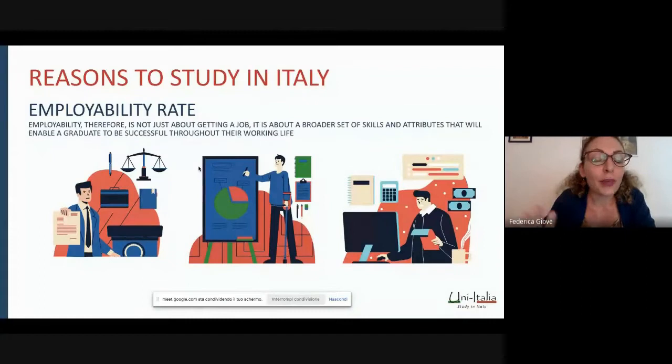Now, another popular topic, students always ask me, what about the employability rate? Employability rate, there is no unique answer to this topic. It basically depends on you, on your academic achievements, of course, but also on your capacity in getting involved, in questioning yourself.